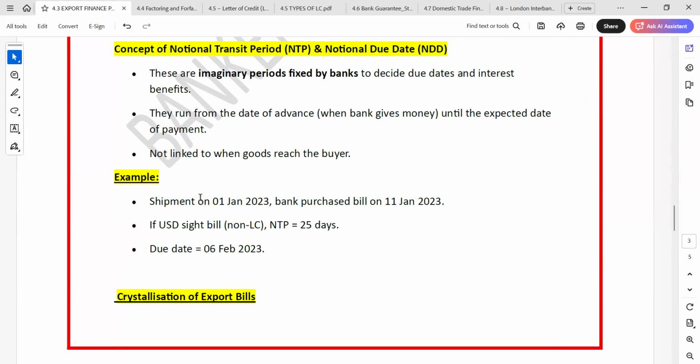Like, some shipment is done on 1st January 2023, and the bank purchased the bill on 11th January. So what will happen if it is a sight bill, non-LC? The NTP is 25 days. This is the FEDAI rule, that the normal transit period is 25 days. So what will be the due date? The due date will be 6th February.